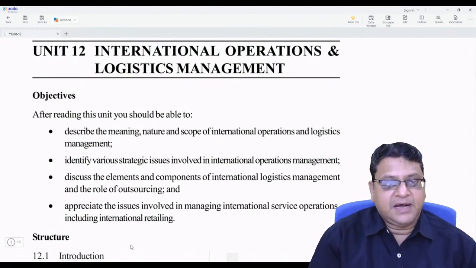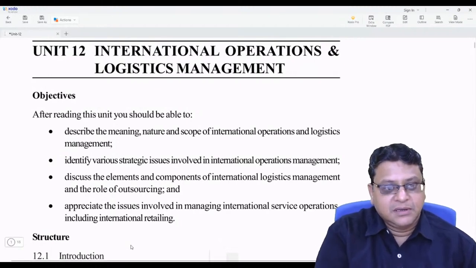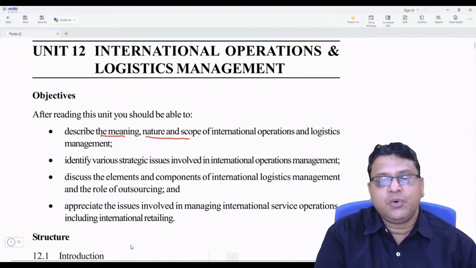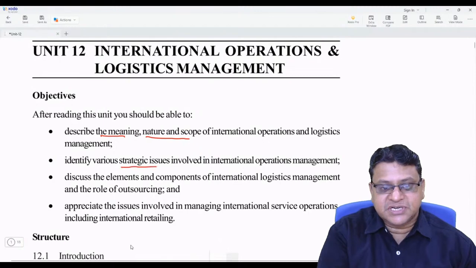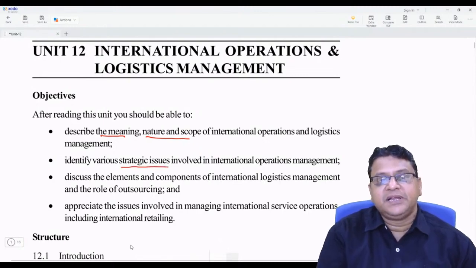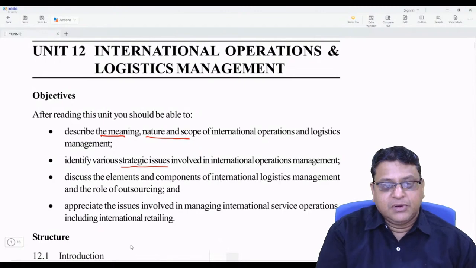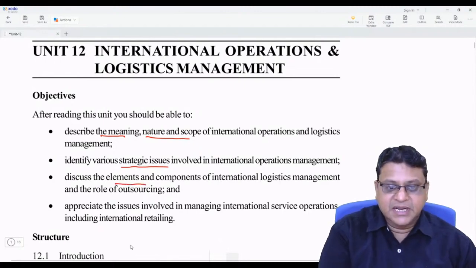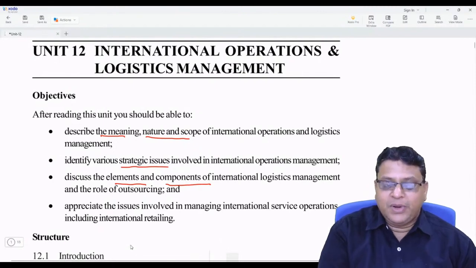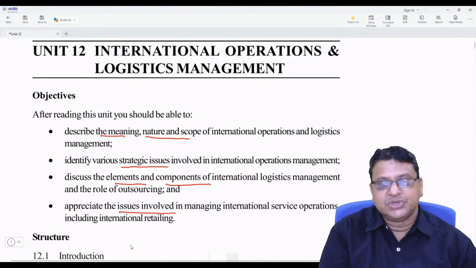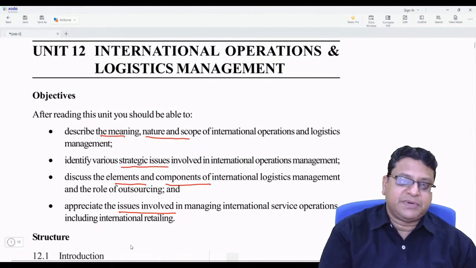Today, after going through the class, you can describe the meaning, nature, and scope of international operations and logistic management. You can identify various strategic issues involved in international operation management. You can discuss the elements and components of international logistic management. One can appreciate the issues involved in international operations and logistic management.